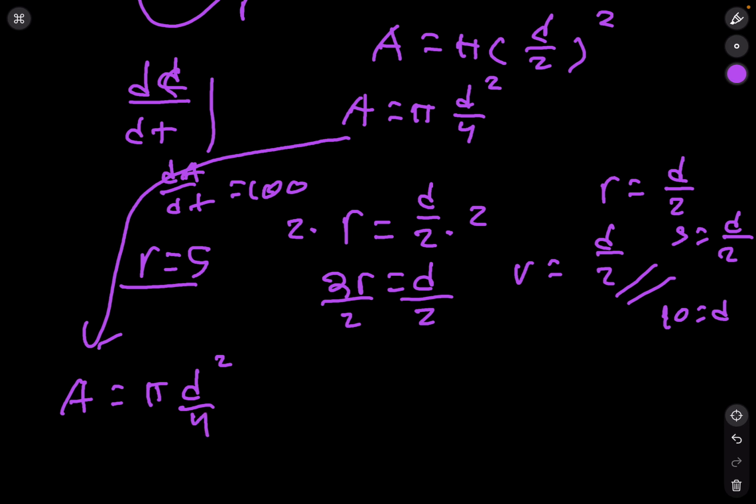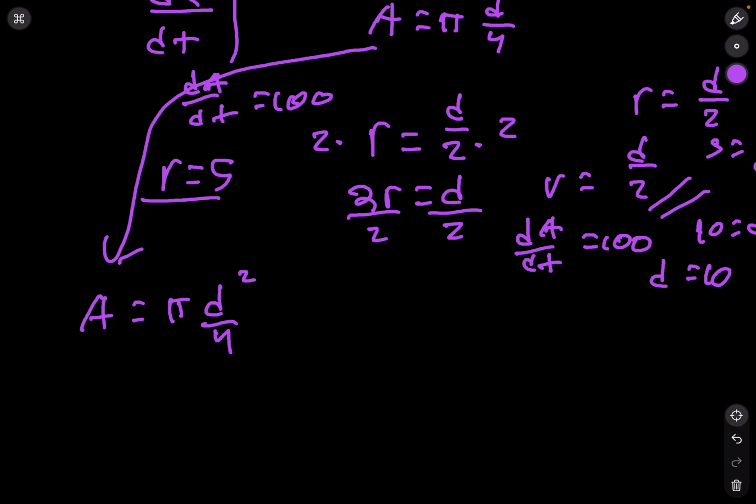Since we know dA/dt is equal to 100, we don't really have to find the area of it, we're just trying to find the change of the area, so let's just write this down somewhere. We know the diameter is equal to 10. So from here, in order to find the change of diameter, we just take the derivative. So we have dA/dt, or the change of area, which is equal to pi times 2 over 4 d times dd/dt. It makes sense.